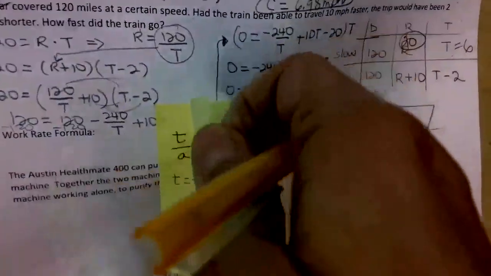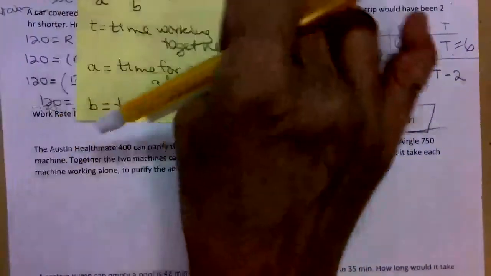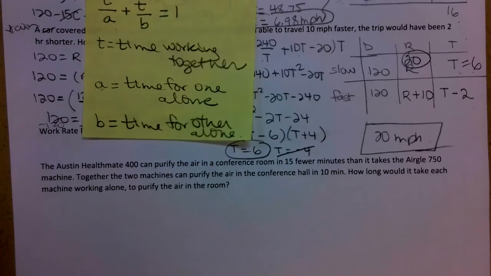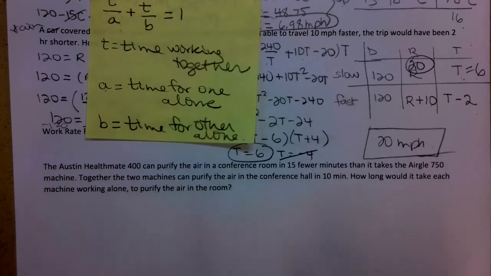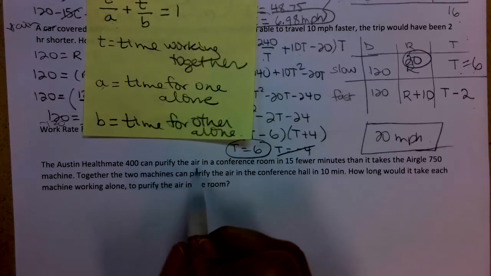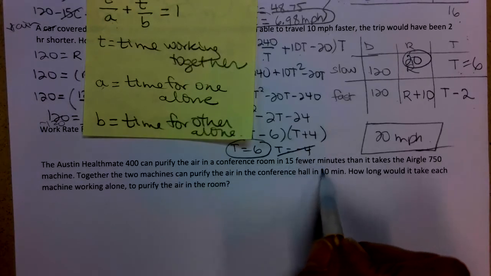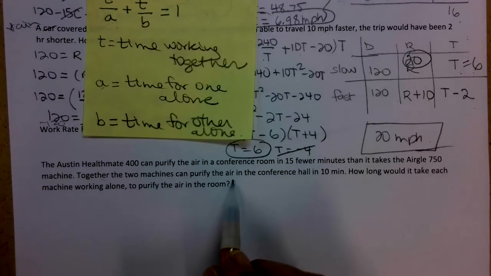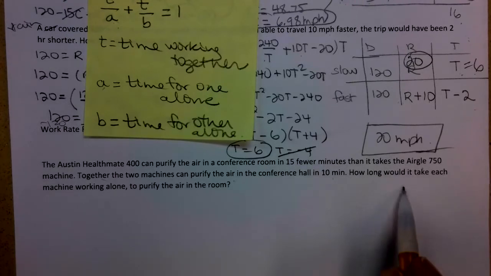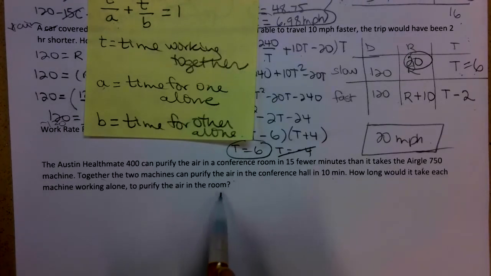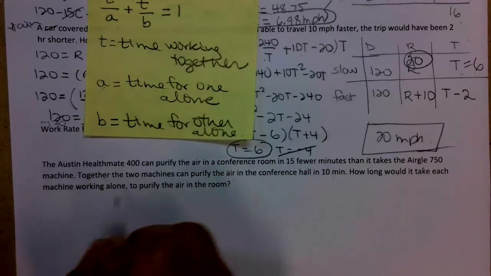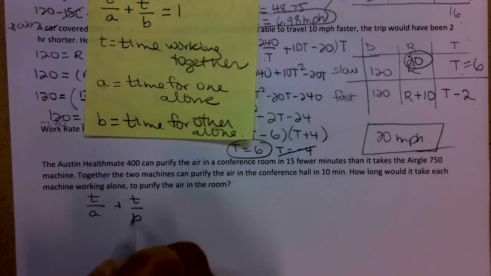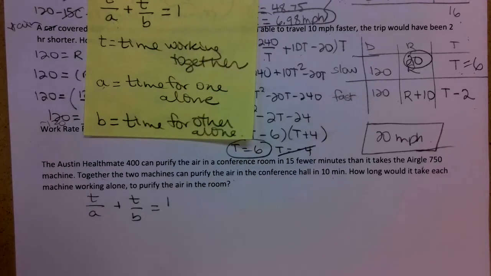Okay, so I'm going to scoot that up here, so I might have to look back at it. So the Austin blah blah blah can purify the air in a conference room. I thought this one would be applicable for what the current situation is. Can purify the air in 15 fewer minutes than it takes something else. Together, the two machines can purify the air in 10 minutes. How long would it take each machine working alone to purify the air in the room? So for work rate, kind of like with my distance equals rate times time, I always start by writing down the formula because then I have a place to put the numbers that I find.